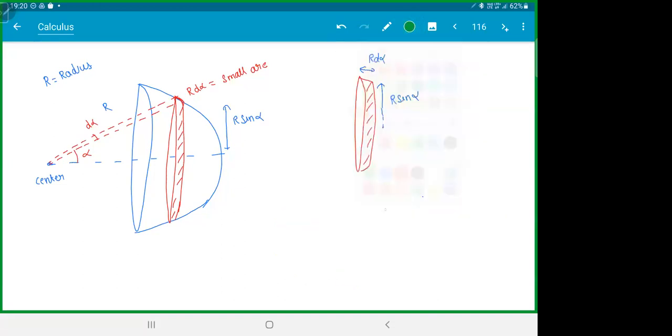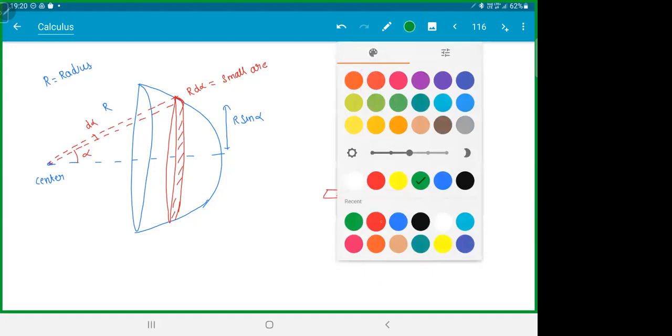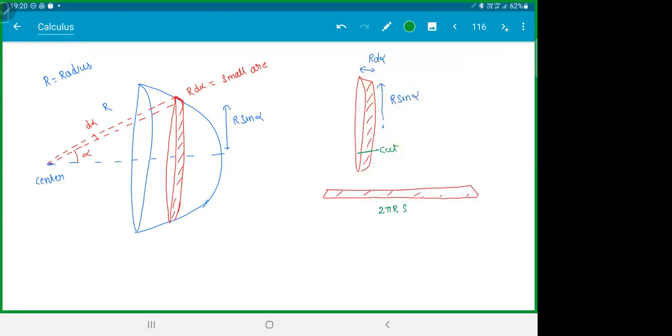Now take a scissor and cut it. When you cut this, it will become like this, where this circumference will be 2 pi r sine alpha, the length. The width will be r d alpha. It becomes a rectangle. Now, what is the area of this small strip? Length into breadth: 2 pi r sine alpha into r d alpha. This is the surface area of the thin strip.